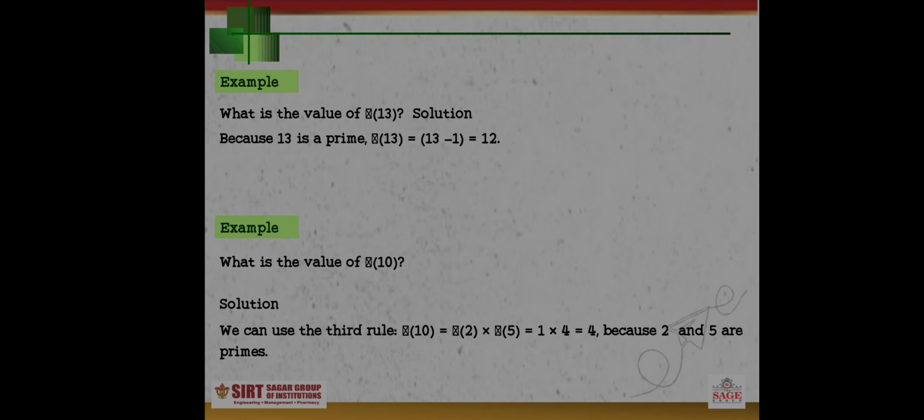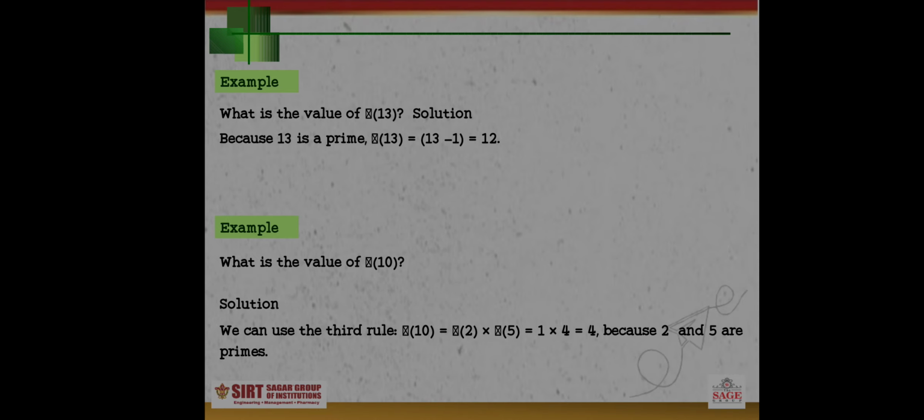Let's try some examples. If you want to calculate phi of 13, as 13 is a prime number, we can directly do that: phi of n is equal to n minus 1, that is 12. Now, what is the value of phi 10?